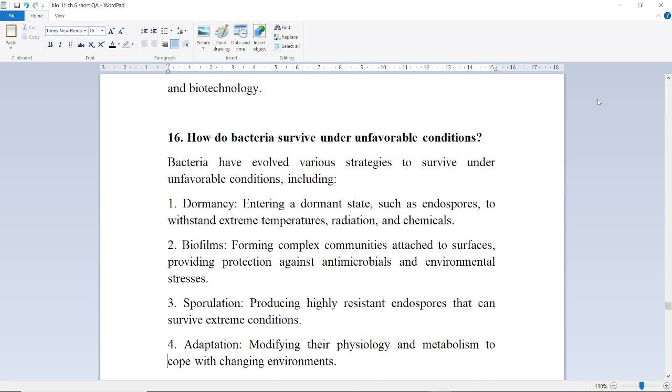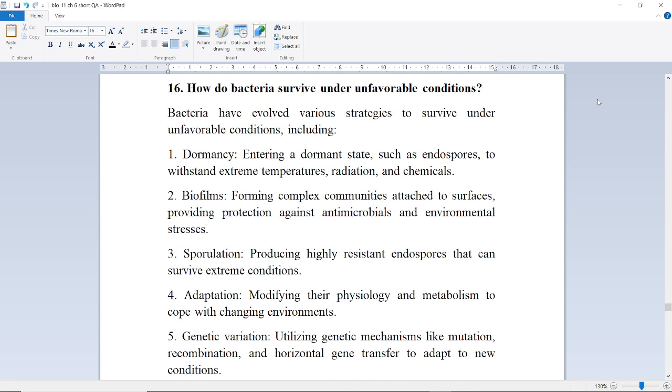Next question is, how do bacteria survive under unfavorable conditions? Bacteria have evolved various strategies to survive under unfavorable conditions, including dormancy: entering a dormant state such as endospores to withstand extreme temperatures, radiation, and chemicals. Biofilms: forming complex communities attached to surfaces, providing protection against antimicrobials and environmental stresses. Sporulation: producing highly resistant endospores that can survive extreme conditions.